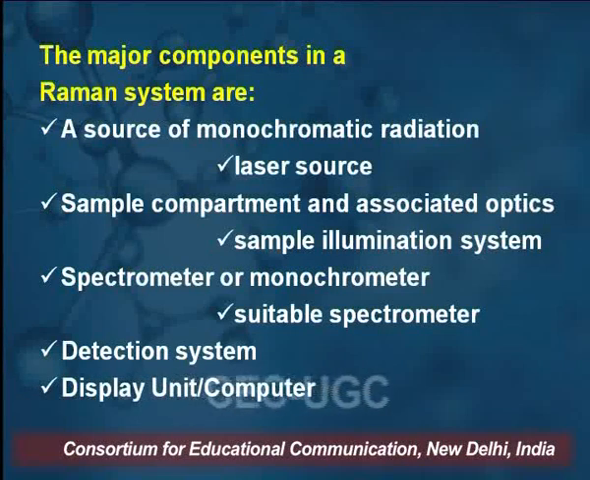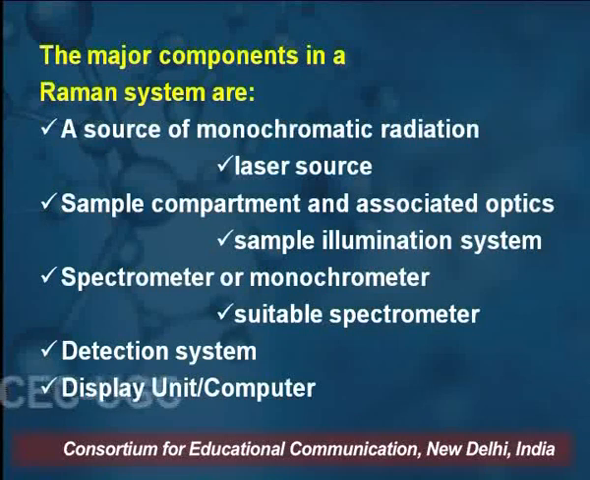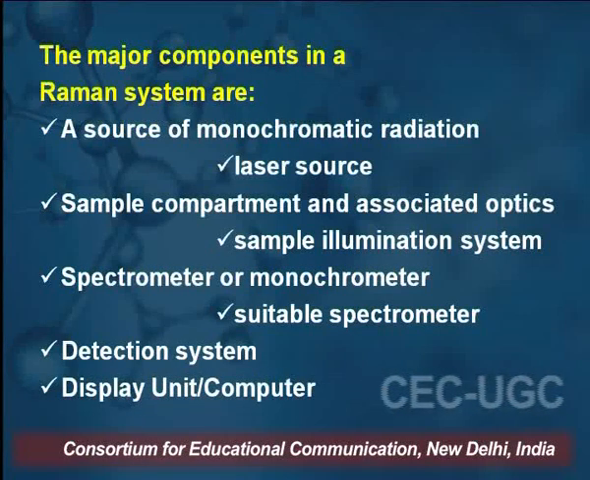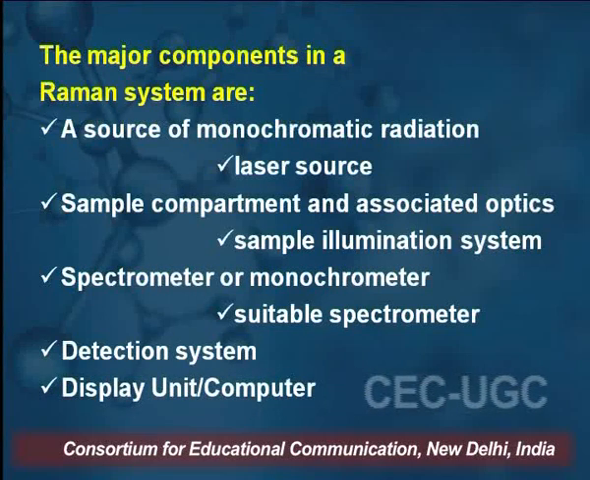Then we have the spectrometer or the monochromator that will be used to filter the light, and a suitable spectrometer is required. After that, a detection system, which may be a diode, and then we have the display unit, or you can say it is a computer. So these are the main components of the Raman system: source, sample holder, spectrometer, detection system, and the display unit.